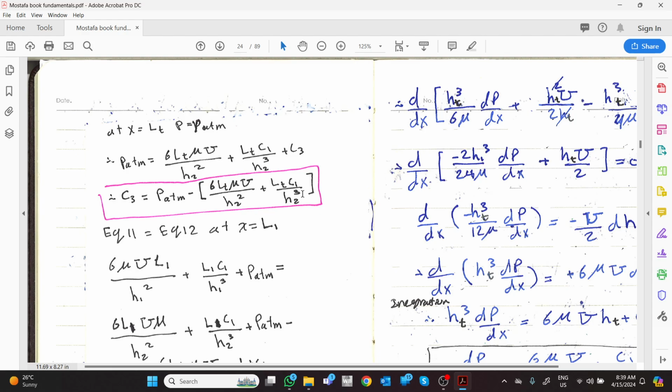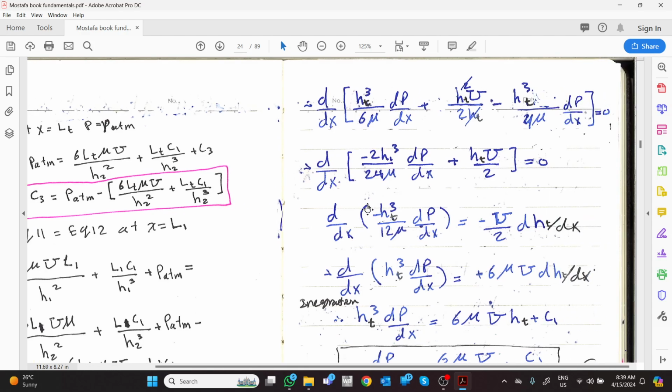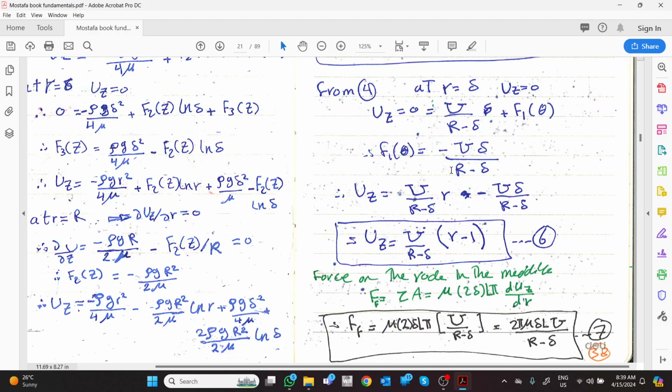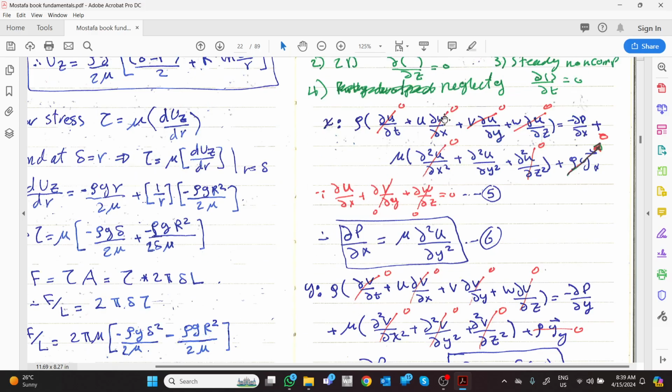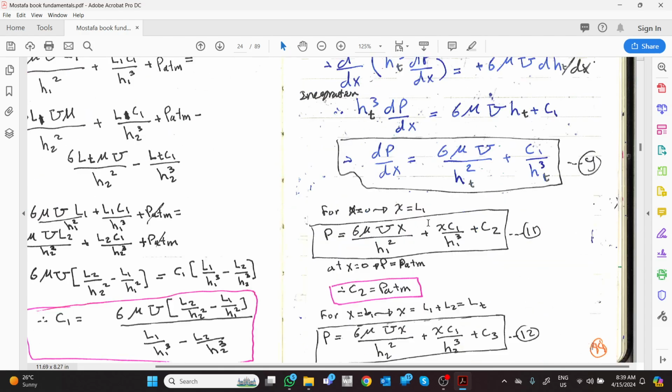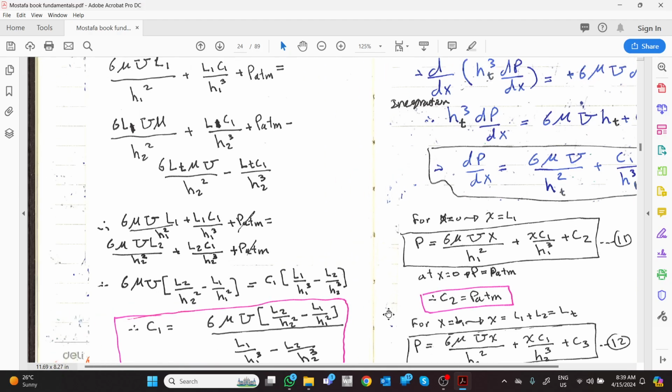We have a third boundary condition. It is very tricky. Not tricky, but it is obvious. Here, the first equation should equal the second equation. Very simple. So the first equation here should equal the second equation, where x equals L1.